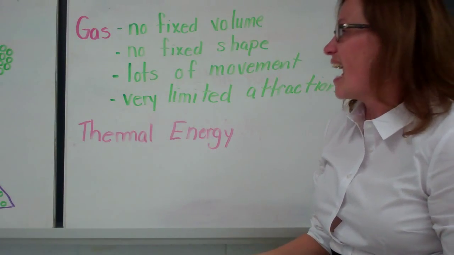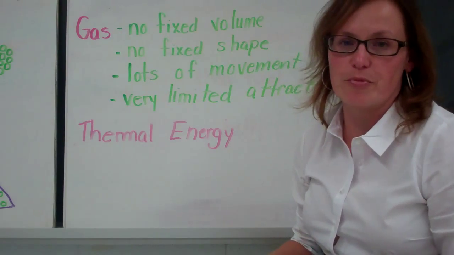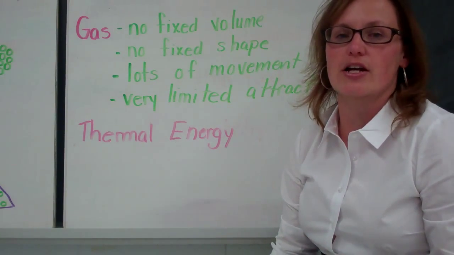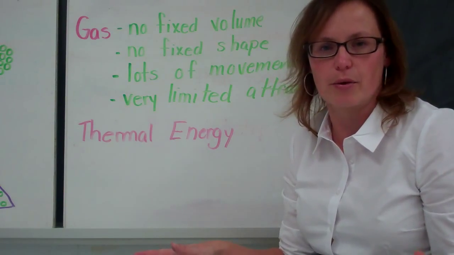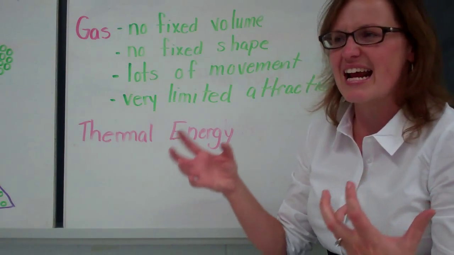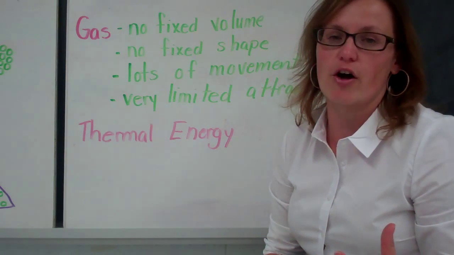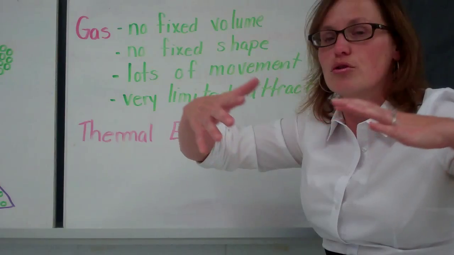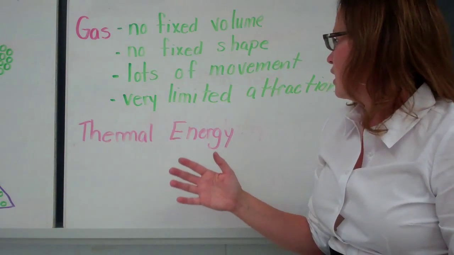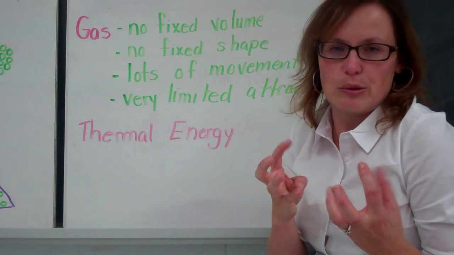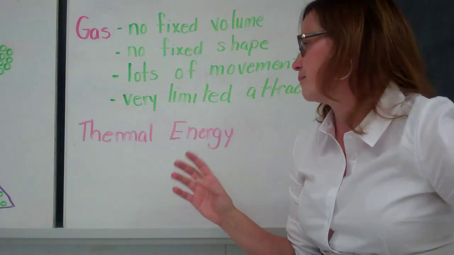Gas. Gas has no fixed volume and no fixed shape. There is lots of movement and very limited attraction. These particles want to be as far apart from each other as possible. They're twisting, they're rotating, they're vibrating, and they're spreading apart, which is why they have no fixed volume and no fixed shape. They will continue to move as far as they're allowed to. And they don't want to be close to each other. So there's lots of space between them, and they're moving constantly.